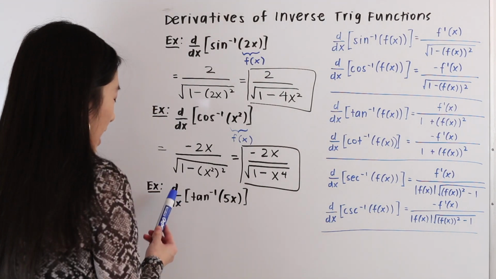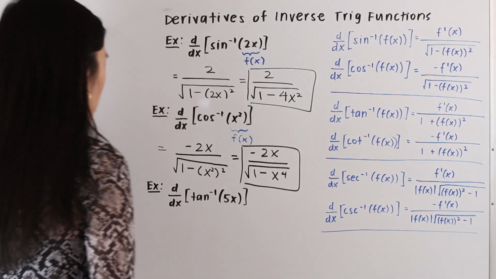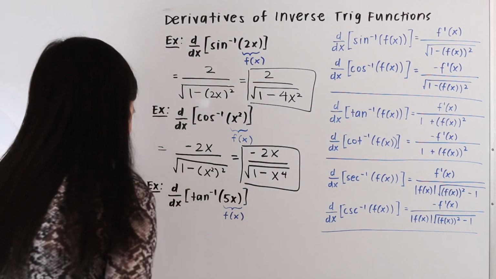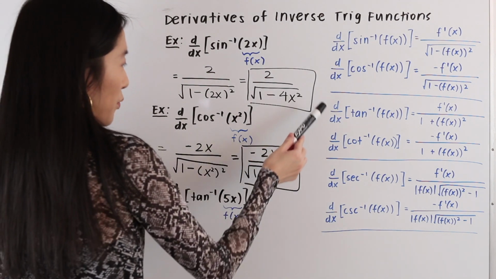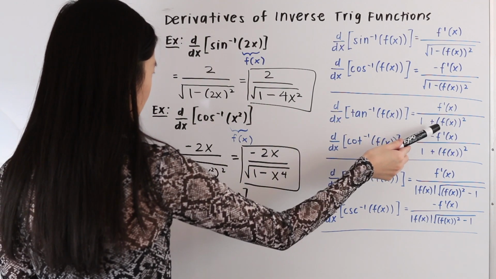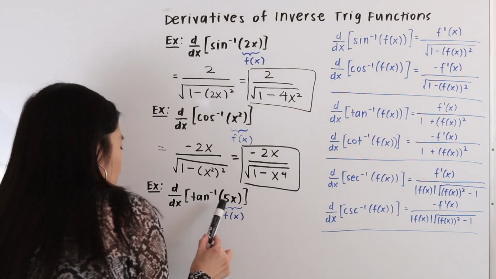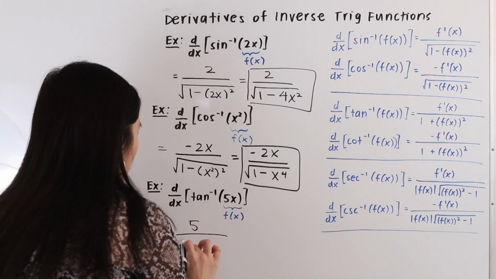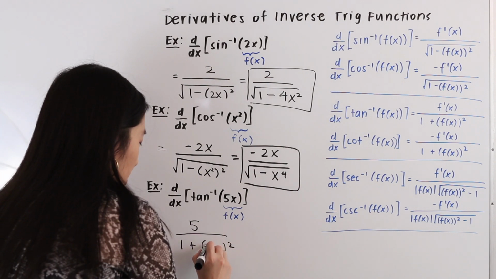In this next example, we have the derivative with respect to x of inverse tangent of 5x. So let's start off by determining what f of x is equal to. Here f of x is equal to 5x, and now let's find our derivative. The derivative with respect to x of inverse tangent of f of x is equal to f prime of x over 1 plus f of x squared. Let's start off by determining what f prime of x is equal to. The derivative of 5x is just equal to 5, and this is over 1 plus f of x squared. Here f of x is equal to 5x, so let's plug that in.